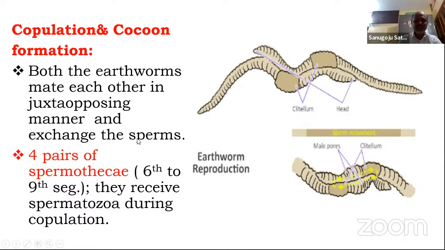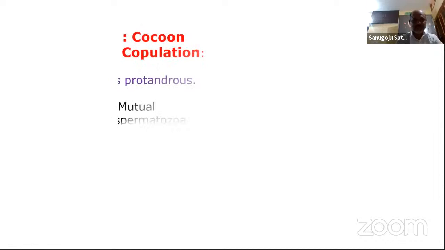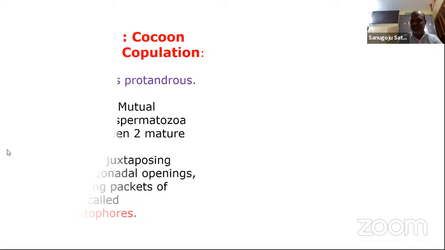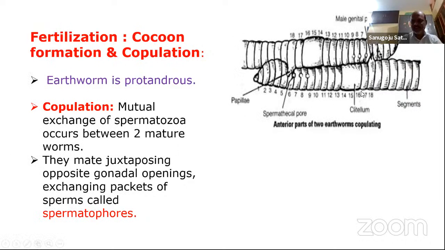Mutually, in a juxtaposing manner, they exchange packets of sperm cells. You see here clearly the anterior parts of the two earthworms copulating. This is the clitellar region. Here the male genital papillae are there, entering into the spermatheca and exchanging the sperms. Here also the spermathecal pore is there, with spermatheca located in 5, 6, 7, 8. While copulating, the papillae enter into the spermathecal pore and exchange of sperm cells goes on.